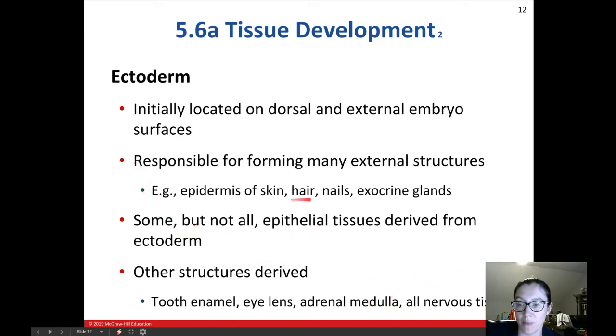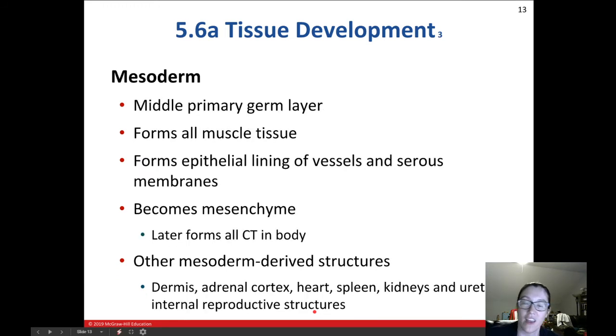So ectoderm is going to be coverings of things, so a lot of epithelial tissues as well as all nervous tissues, and then some other kind of weird things that you don't need to necessarily memorize, but good to know. So the middle layer here is the mesoderm. This is the middle primary germ layer, and this forms all muscle tissue, right?